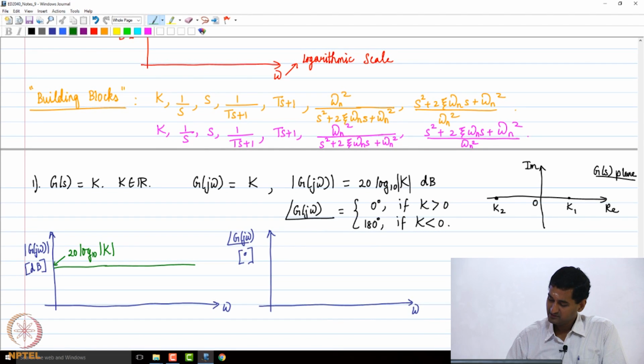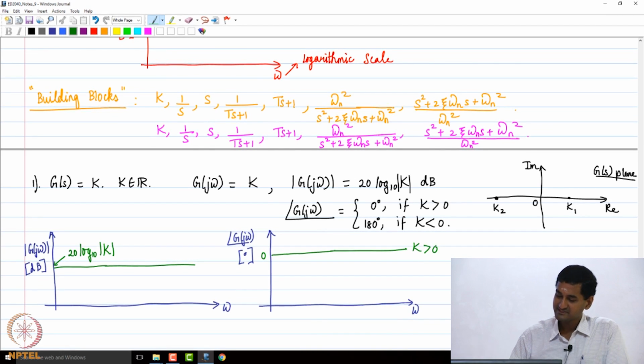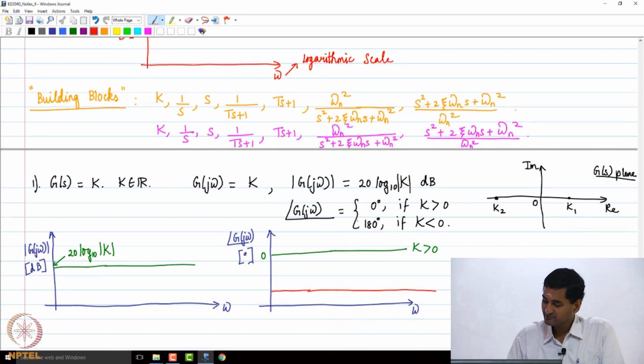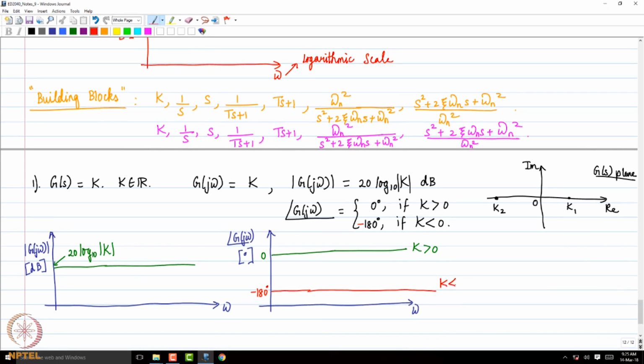So in the phase plot, I will have either 0 if k is greater than 0, or, typically what we do is that we take a negative value, we will see why we do that. So we take it as minus 180. Typically we will take it as minus 180 if k is less than 0. I will explain why we take the negative value here later on.